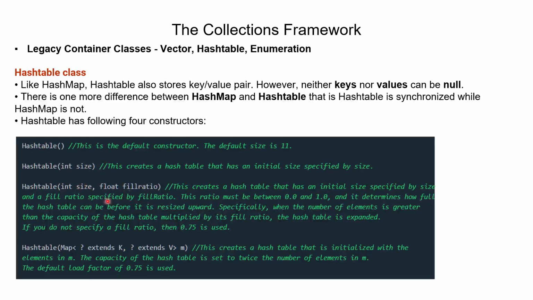A Hashtable with an integer and a float creates a Hashtable that is initialized with the size specified by the integer and a fill ratio specified by the float. And the Hashtable with this type of parameter passed in creates a Hashtable that is initialized with the elements of m. The capacity of the Hashtable is set to twice the number of the elements of m, and the default load factor of 0.75 is used. A Hashtable or a HashMap is a very popular data structure for shopping carts in e-commerce websites.